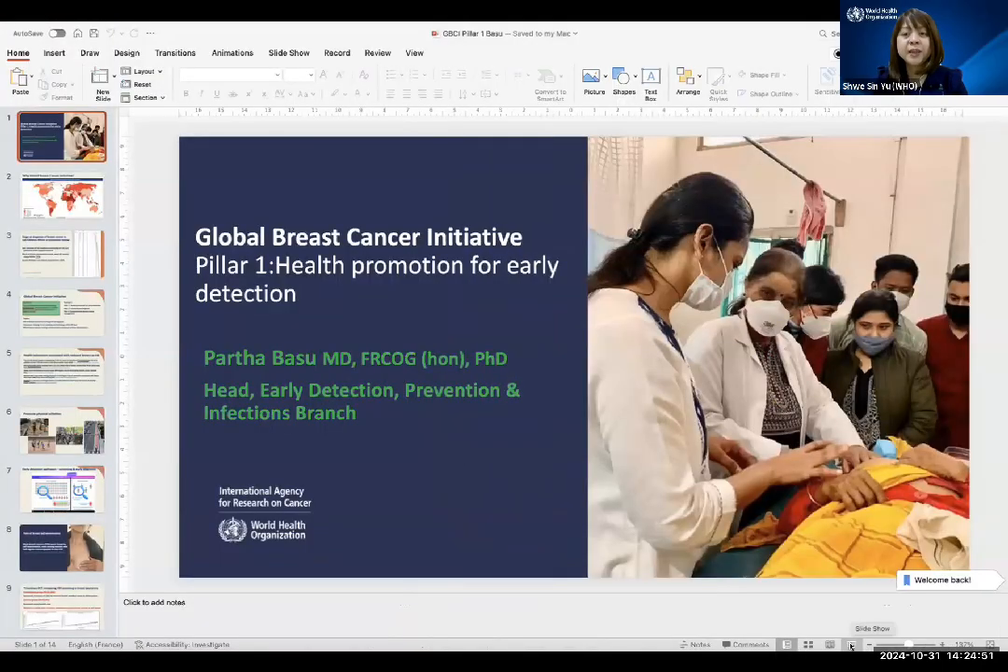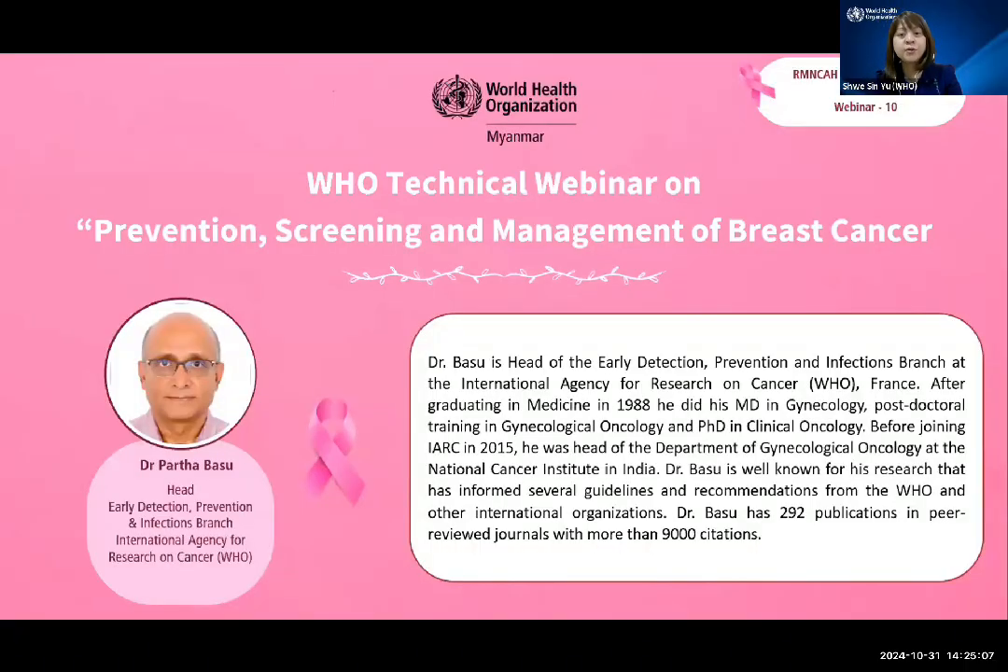So for the second agenda item of today, I would like to introduce you with a brief biography of our speaker, Dr. Partha Basu. Dr. Basu is the head of the Early Detection, Prevention and Infection Branch at the International Agency for Research on Cancer for WHO, France. Dr. Basu graduated in medicine in 1988, and after that, he did his MD in gynecology, postdoctoral training in gynecologic oncology, and PhD in clinical oncology. Before joining IARC in 2015, he was head of the Department of Gynecological Oncology at the National Cancer Institute in India. Dr. Basu is well known for his research that has informed several guidelines and recommendations from WHO and other international organizations. Dr. Basu has 292 publications in peer-reviewed journals with more than 9,000 citations.